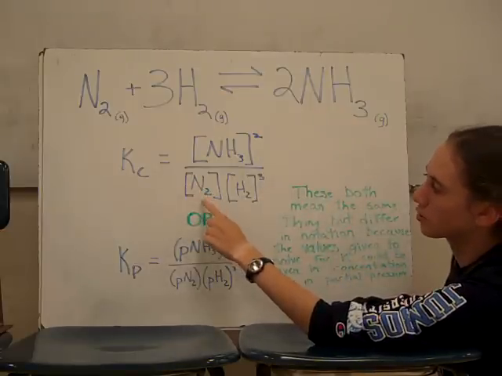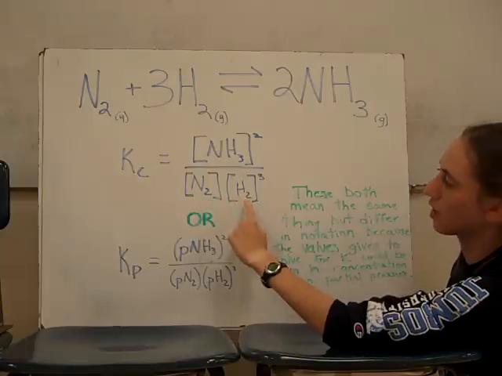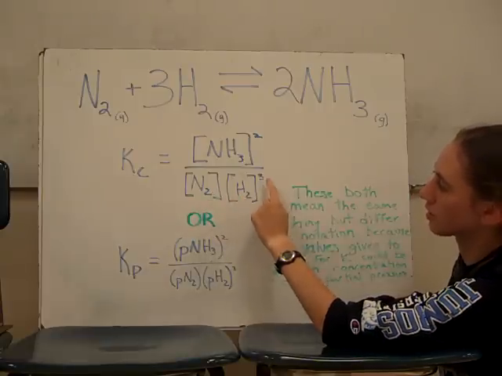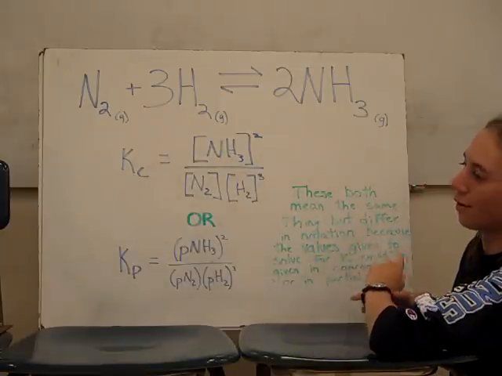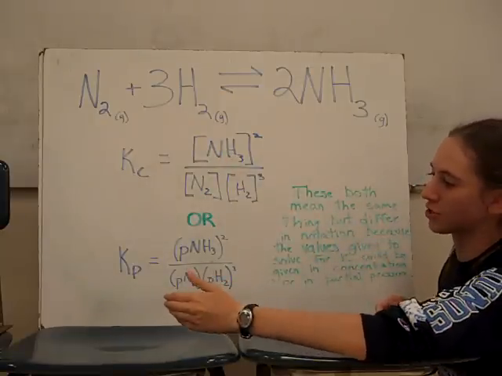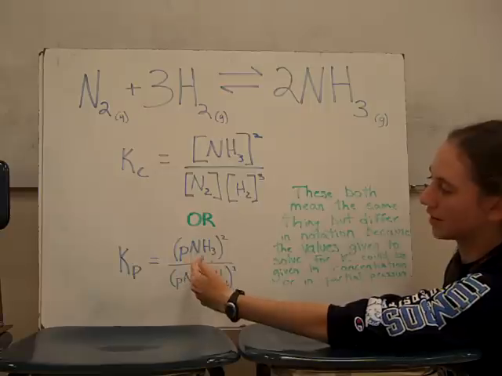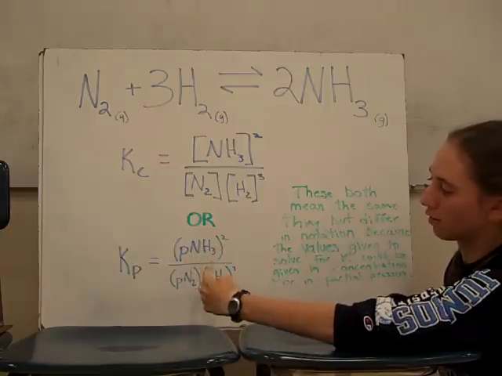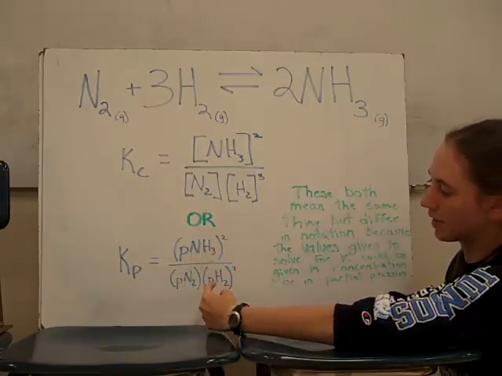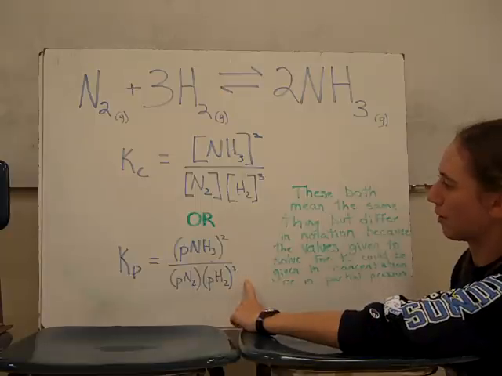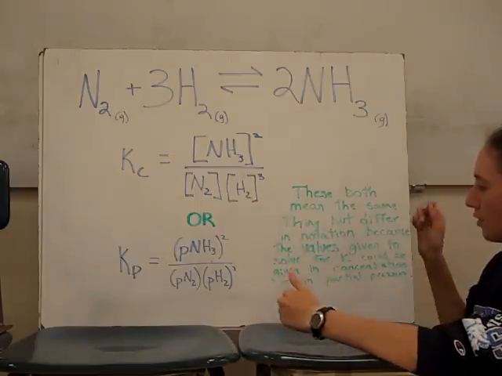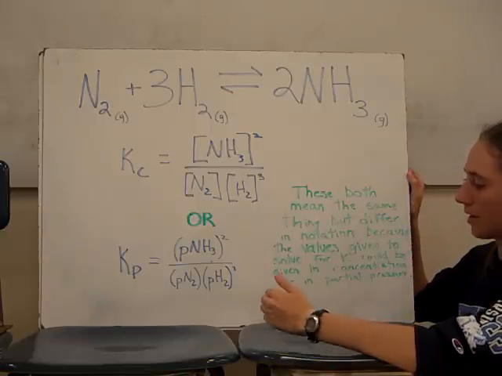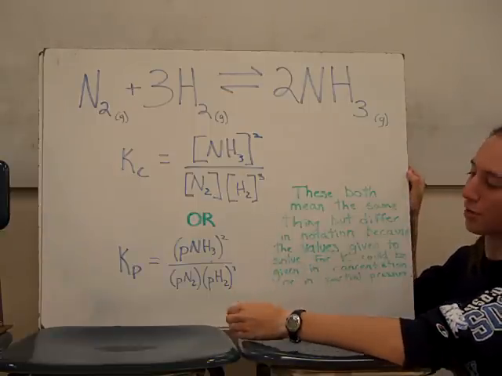So you have it over the concentration of N2 times the concentration of H2 raised to the third power because its coefficient is 3. Or, if you were given values in pressures, then you would have P of NH3 raised to the second over P of N2 times P of H2 raised to the third power. These both mean the same thing, but they differ in notation because the values given to solve for K would be given in either concentration or partial pressure.